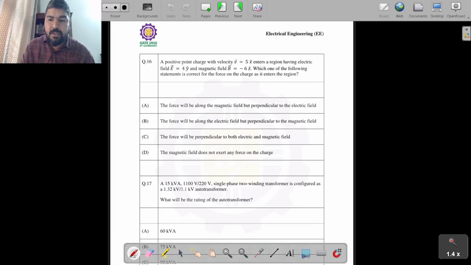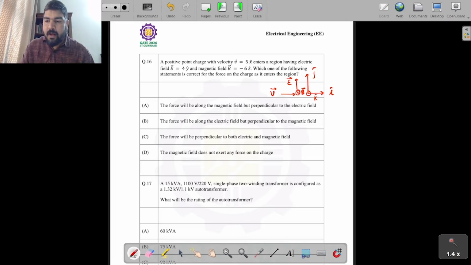This is an MCQ question. So now this direction is I cap, this direction is J cap, and the direction upward is K cap. So the velocity of the point charge is in this direction, and the electric field is in this direction, in the J cap direction. The magnetic field is downward, in the -K cap direction.